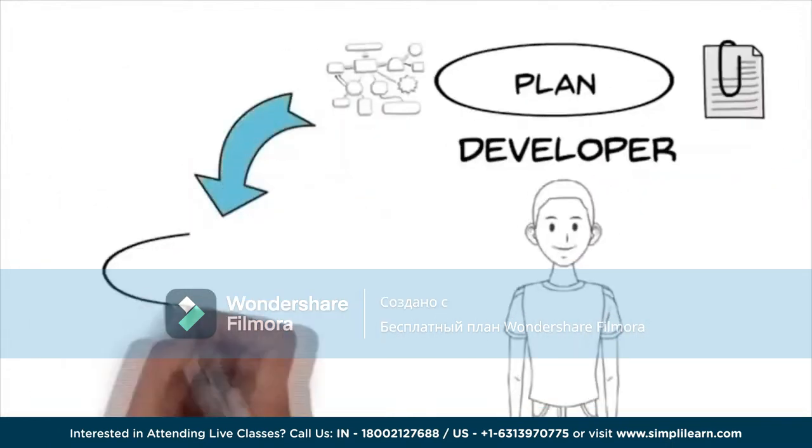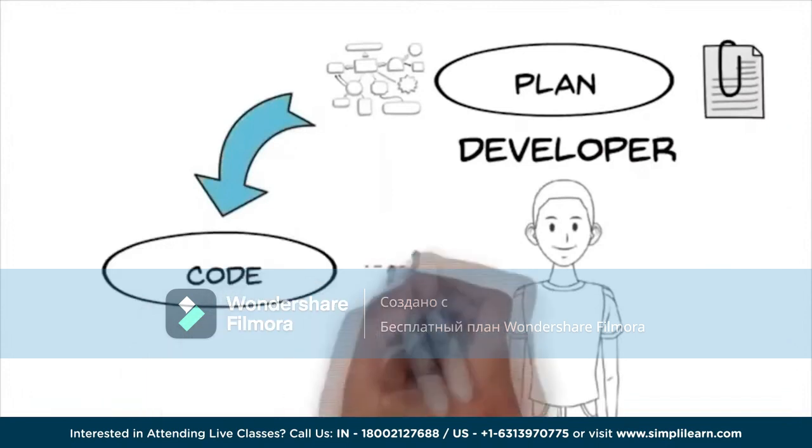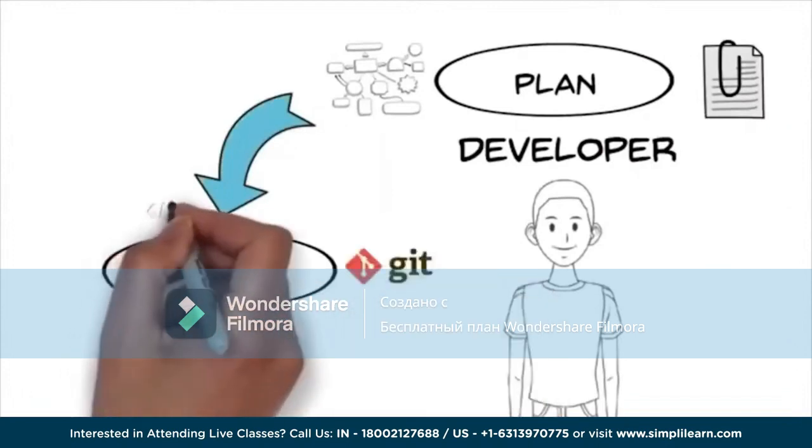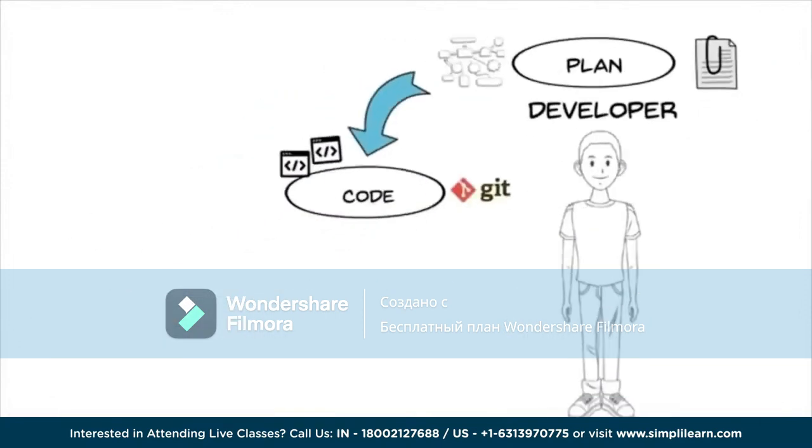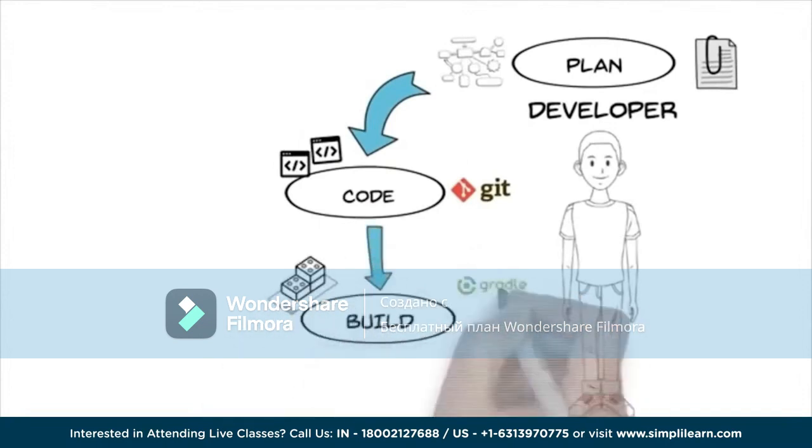Once he has the plan, he now codes the plan. With tools such as Git, Tim has a repository for storing all the codes and their different versions. This is called version control. Next, this code is fetched and made executable. This is the build stage. Tools such as Gradle and Maven will sort this out.